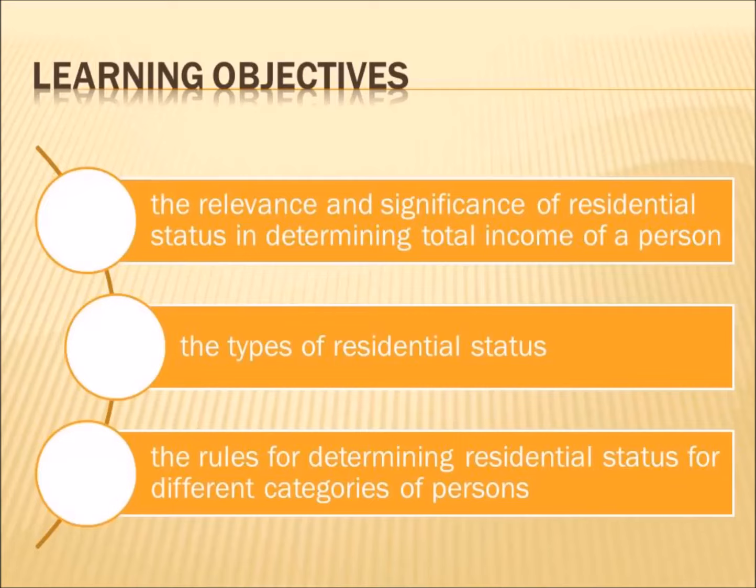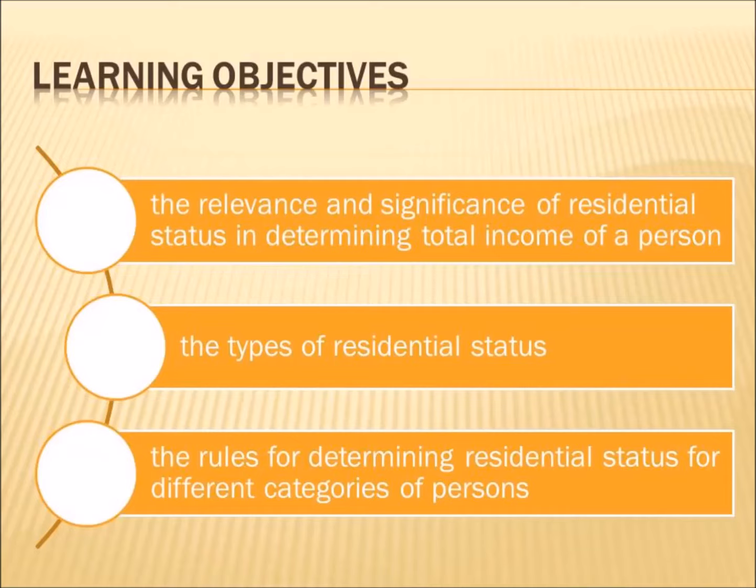The learning objectives for this unit are: number 1, to know the relevance and significance of residential status in determining the total income of a person. We get to know what significance and what relevance the residential status of a person holds in determining the total income of a person. We cannot proceed to calculate the total income and taxable income of any assessee until and unless we determine the residential status of the assessee. So it holds very important relevance and it is very significant in the IT Act.